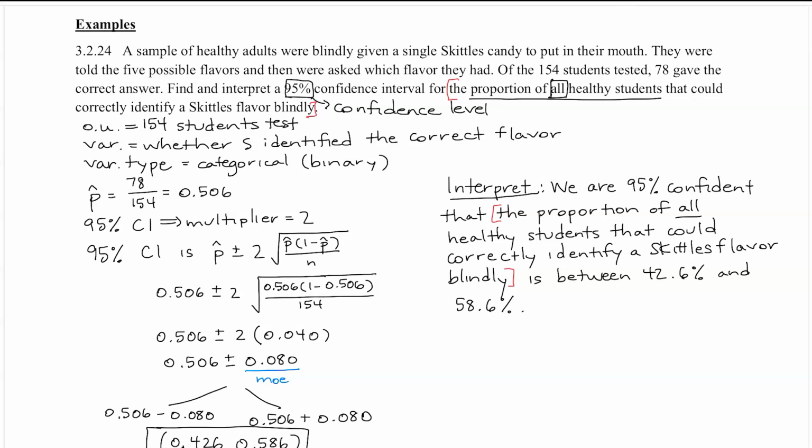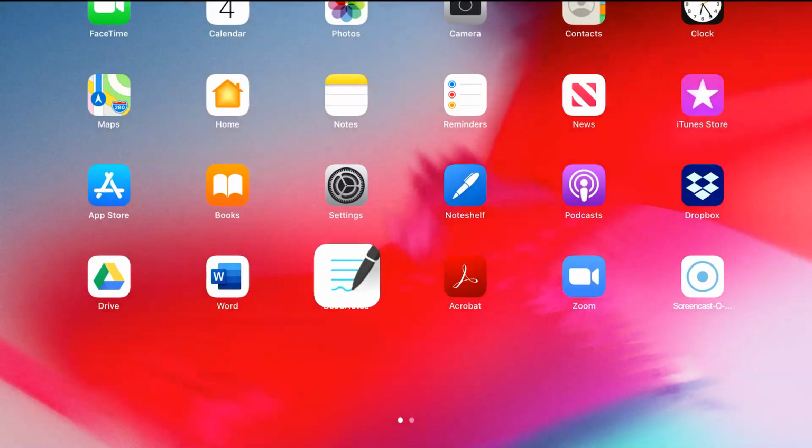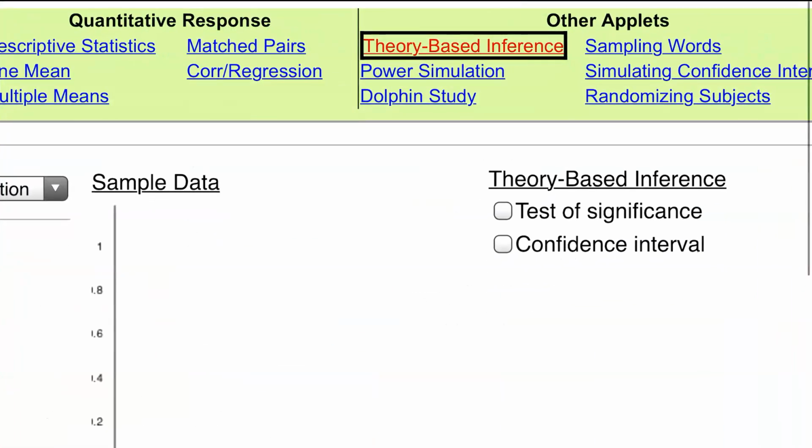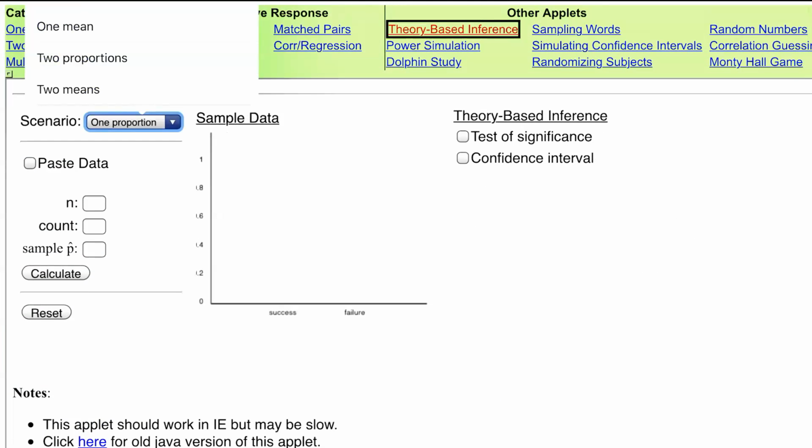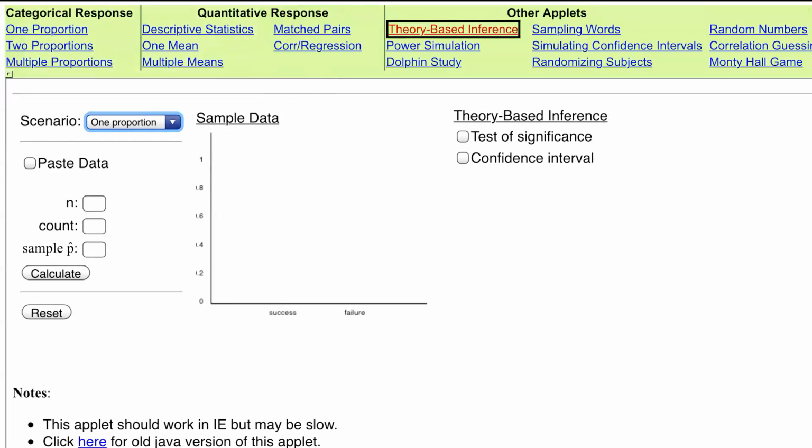Now keep in mind, we took a sample of 154 students. We found the proportion of the sample that correctly identified a flavor. Based on that, we can create this confidence interval that estimates what the proportion would be for the whole population of all healthy students. So what might the parameter value be? Well, plausible values are somewhere between 42.6% and 58.6%.